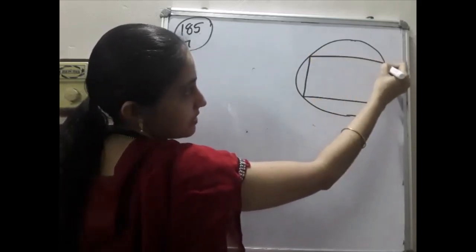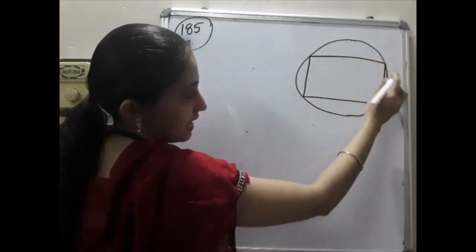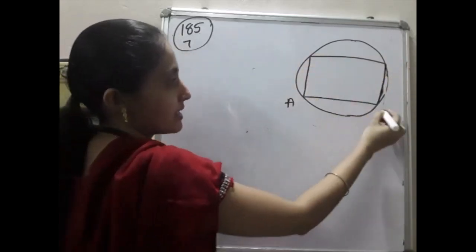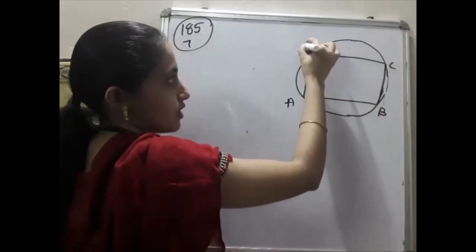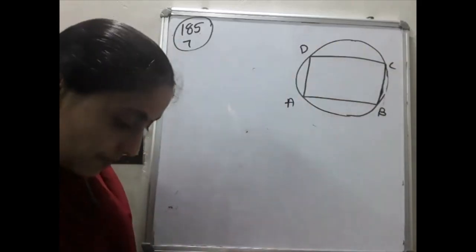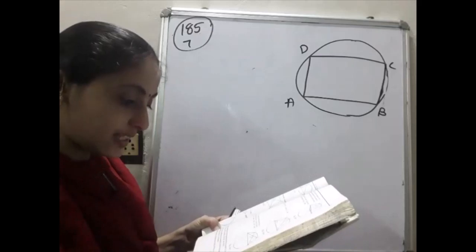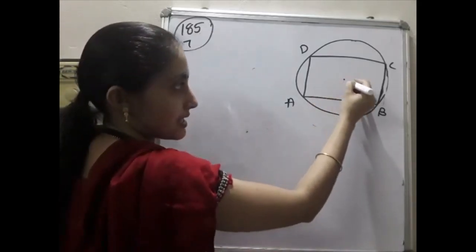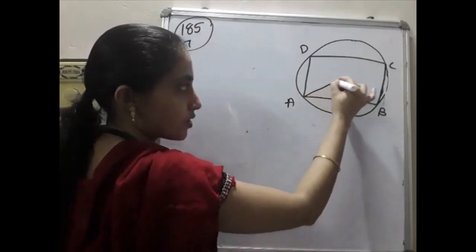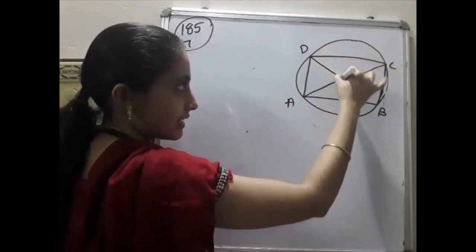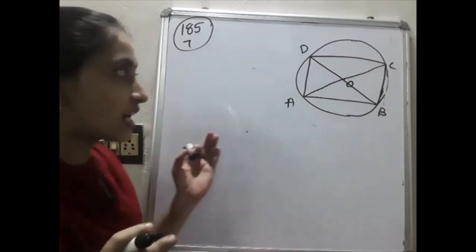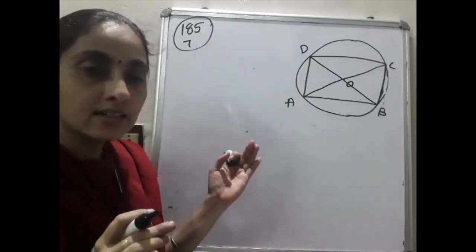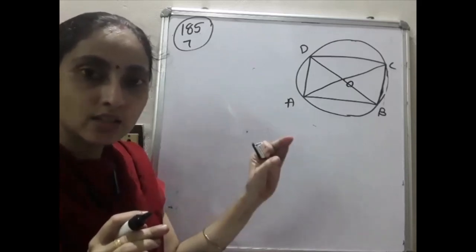So for that I am considering it as a rectangle. Okay, and I want to mark A, B, C, D, the four vertices of the cyclic quadrilateral. And what is given? If the diagonals are diameters, that means I mark the center as O and I draw the diagonal AC and another diagonal BD. But what is the speciality of these diagonals? They are passing through the center of the circle.